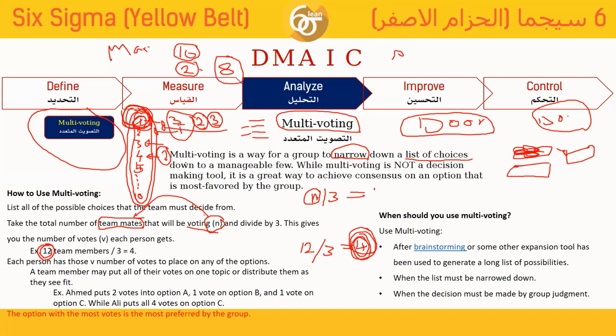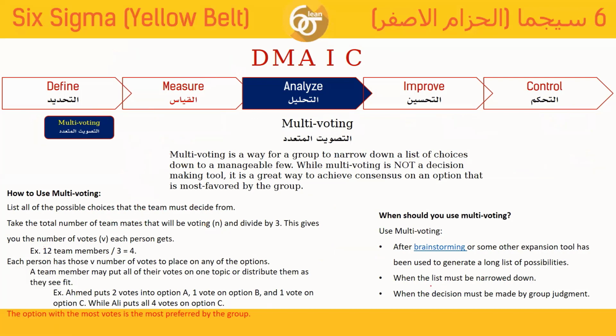This we call multi-voting. Multi-voting can be used on the X's, or the root causes, that come from the brainstorming. Also, it is used when you have a list that must be narrowed down in order to choose 1 or 2 root causes. Also, the decision must be made by group judgment. It is not taken by only 1 person or 1 team member.